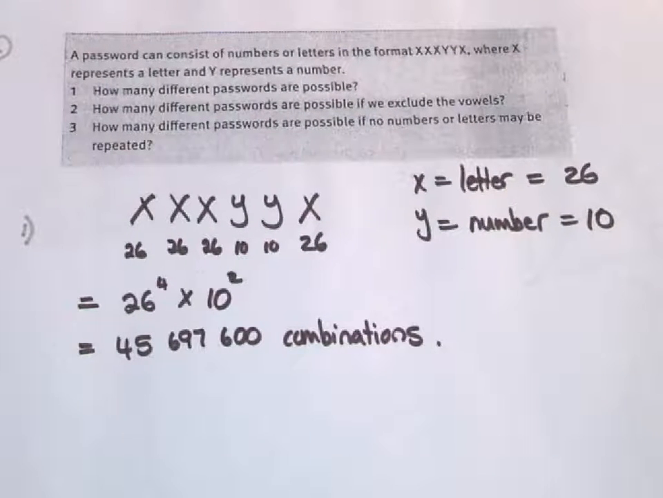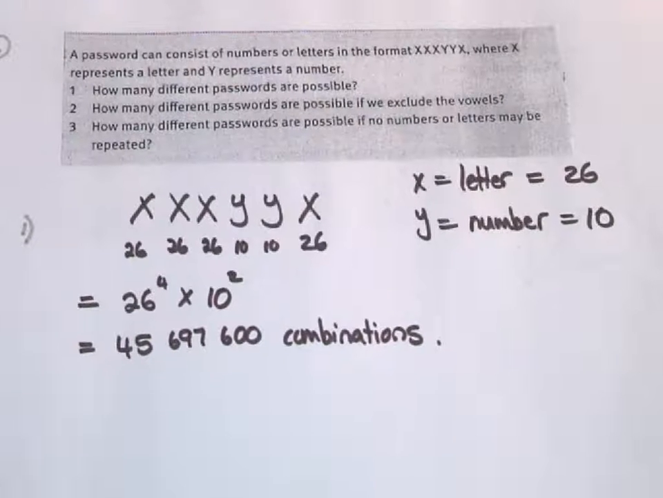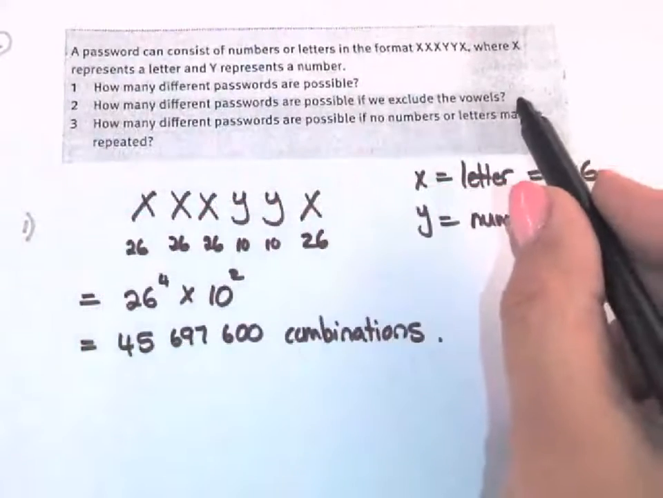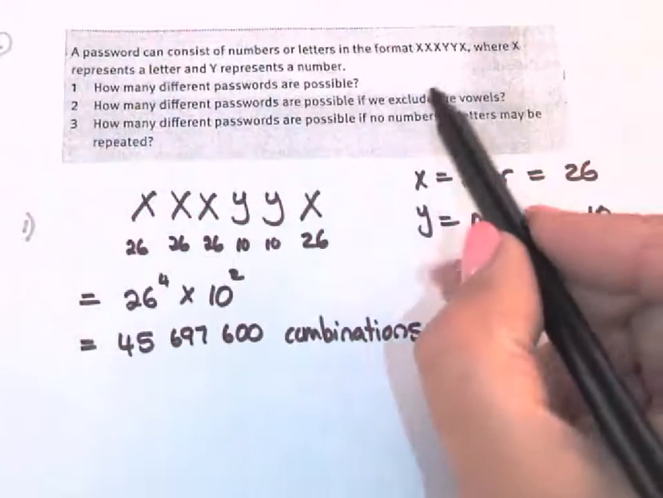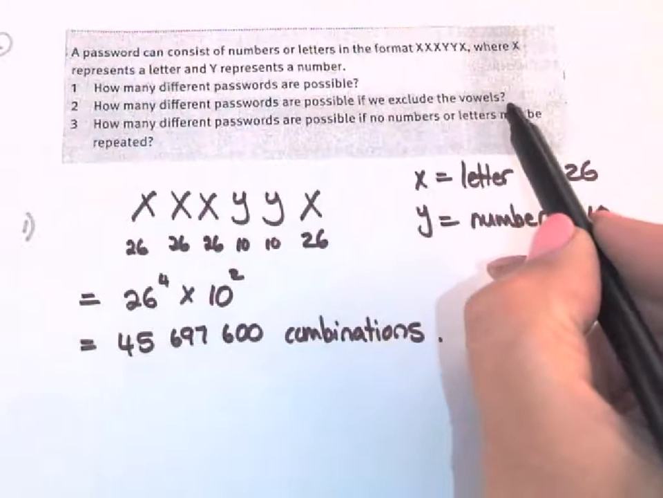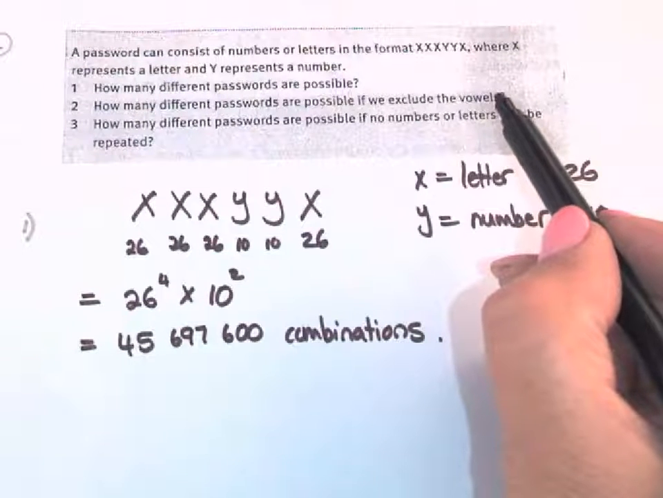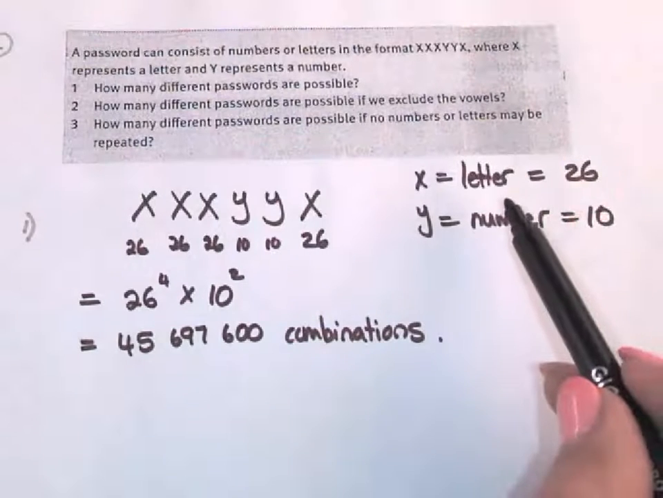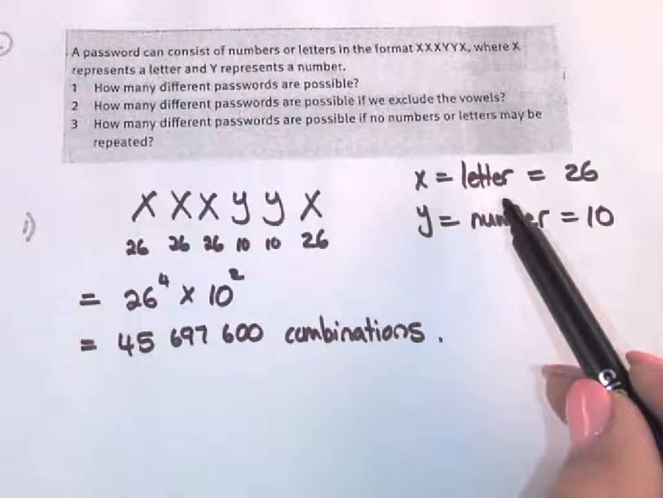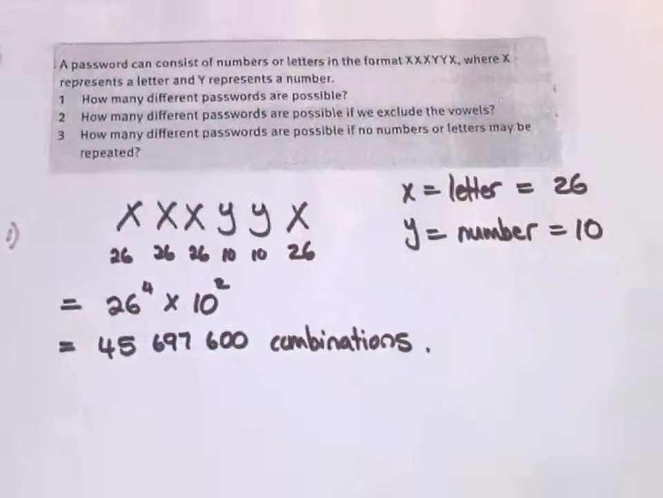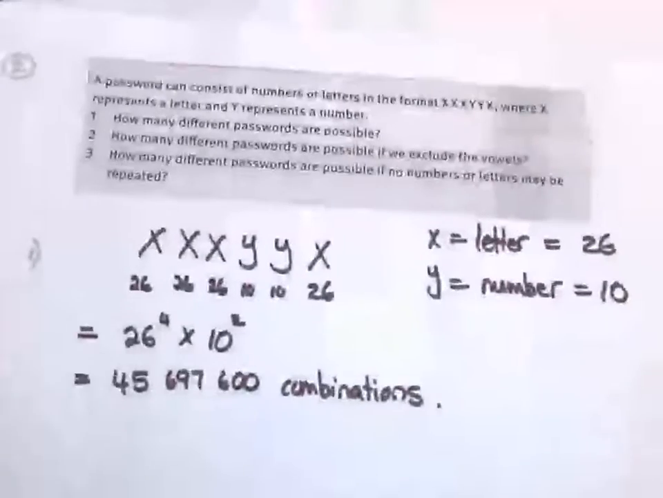Now for question 2. Again, I'm going to write the password, but now we have to exclude the vowels. How many vowels do we have? 5. So how many letters do we have? 21.